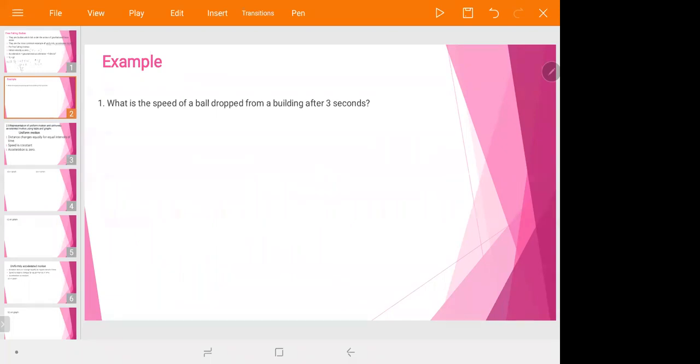Let us see one example under this one. What is the speed of a ball dropped from a building after 3 seconds? Try this question, please. Is the question visible for you? Yes? Okay, try by yourself and we will do it together.